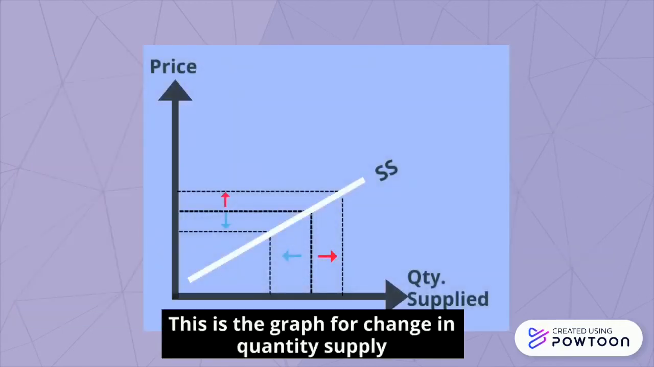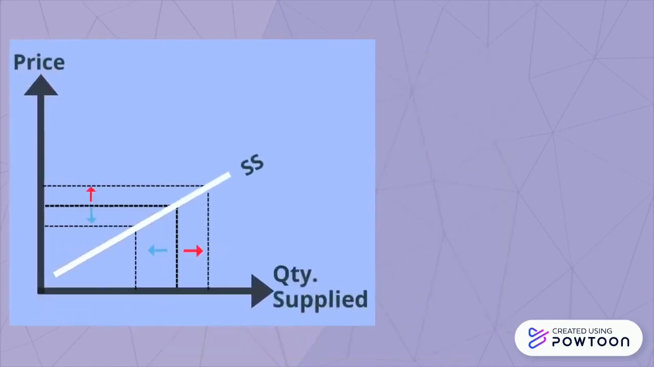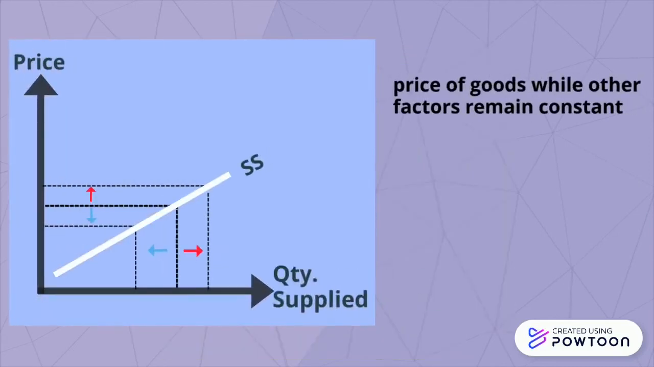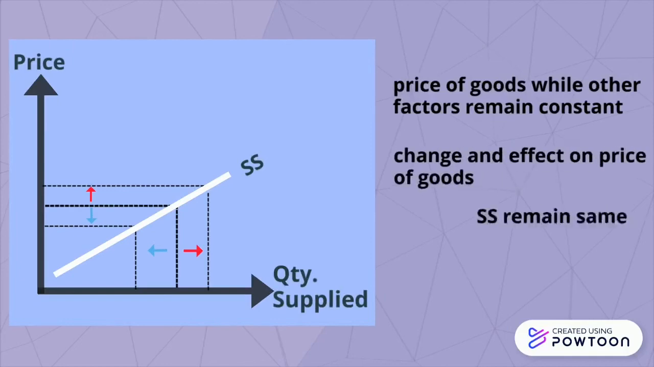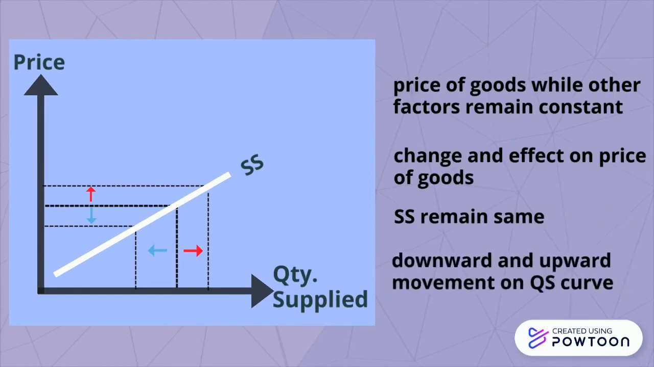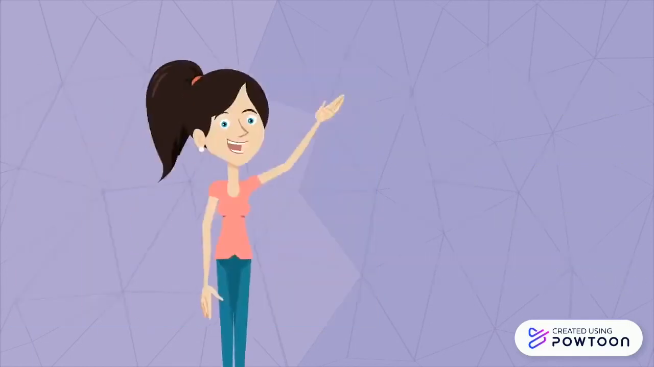This is the graph for change in quantity supplied. The changes are due to price of goods while other factors remain constant. The change is due to price of goods. The supply curve remains the same, but there's a downward and upward movement along the supply curve. That's all from me.